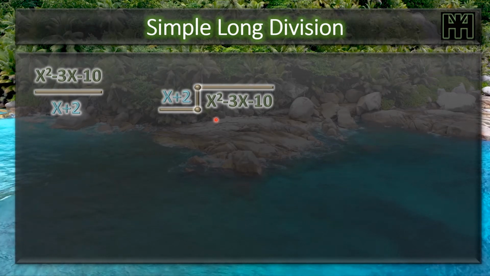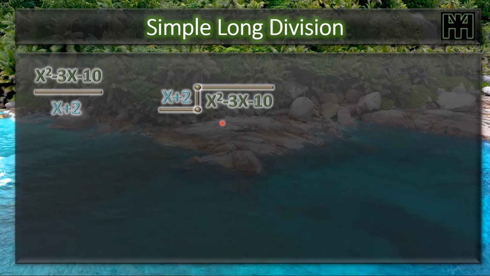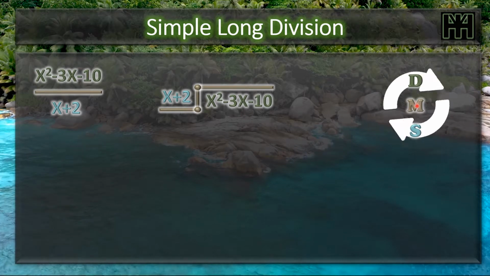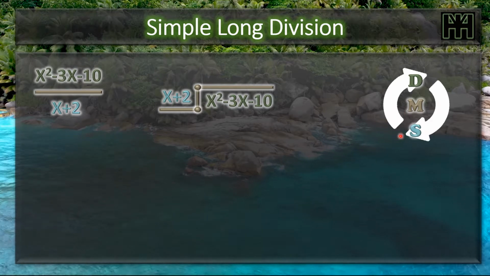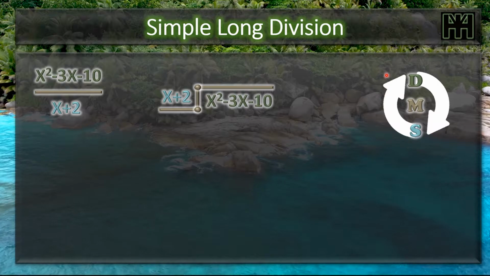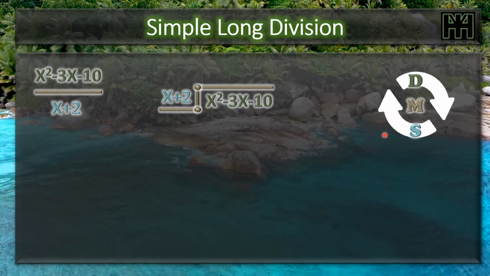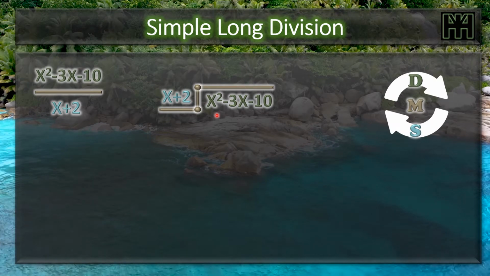Okay, now let's start. For simple long division, there are 3 major steps: divide, multiply, subtract. Divide, multiply, subtract. But first, before we can use this technique, we must make sure of something. It's very important that we put the two expressions in the standard form.